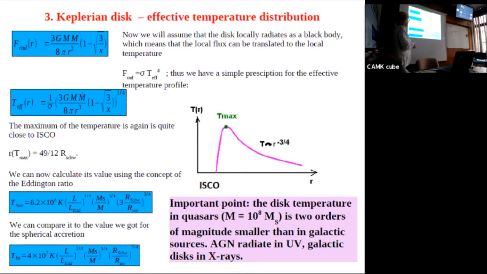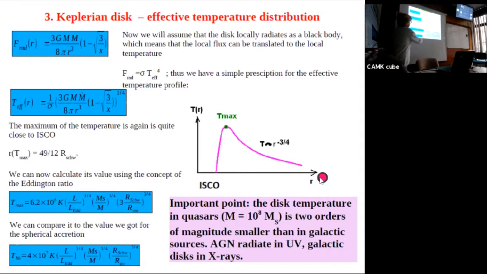So now it's possible also to determine the effective temperature in the disk if we assume that the disk locally radiates as a black body. Because this is then simple, we have flux. So then we assume that flux is equal to sigma times effective temperature to the power 4. So determining the effective temperature as a function of radius is really a simple exercise.